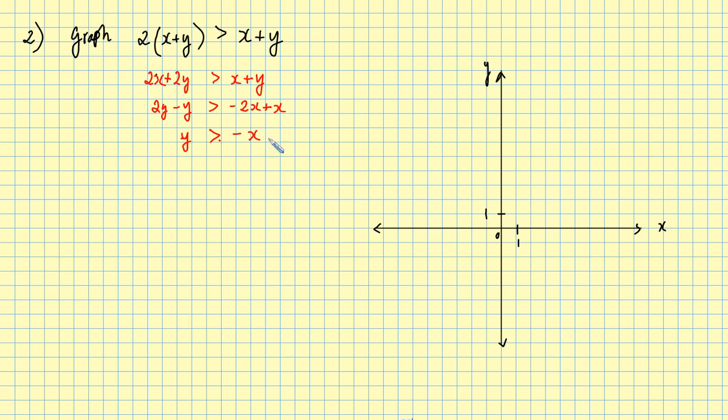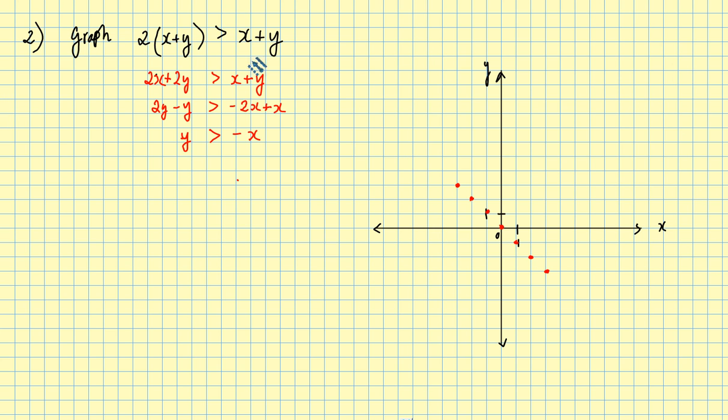negative x. Now, what does that tell me? y being greater than negative x means that negative x is going to be going in this direction, so it's 0, 0, 1 and negative 1, 2 and negative 2, 3 and negative 3, and on the other side we will have negative 1 and 1, negative 2 and 2, negative 3 and 3. And I think that would be sufficient in order to make our line here.